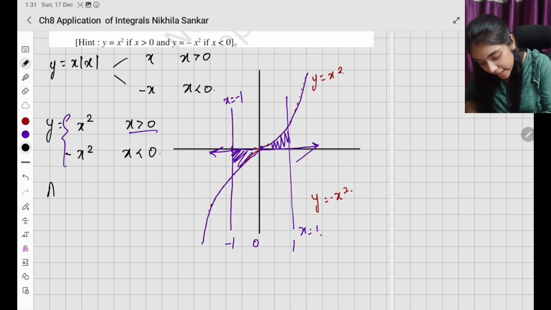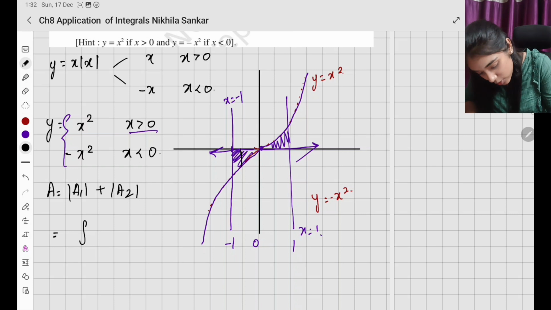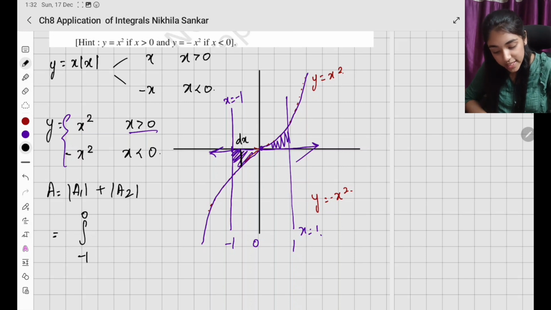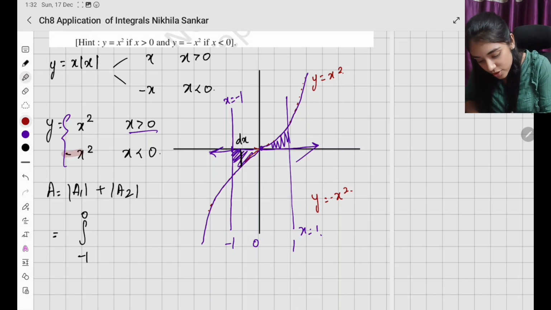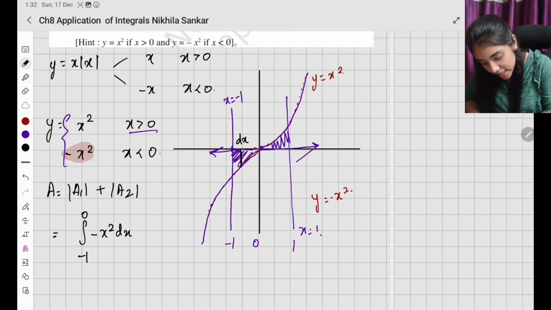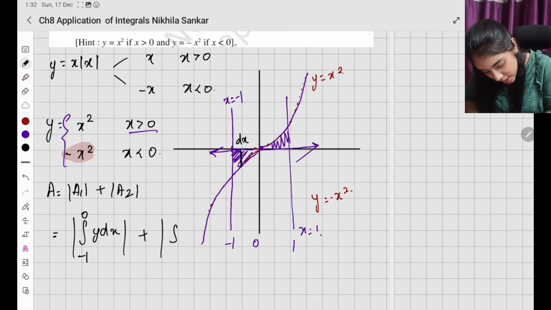Okay, so my area is going to be a1 plus a2, and I take a thin strip here. So this is dx. So I have minus 1 to 0. From minus 1 to 0 we are talking about x less than 0. So my y is going to take the value minus x square. This we should write carefully. So minus x square dx. First let me write y dx. So I'll write y dx in absolute value plus the integral from 0 to 1 of y dx.